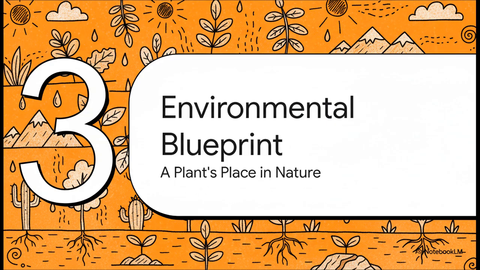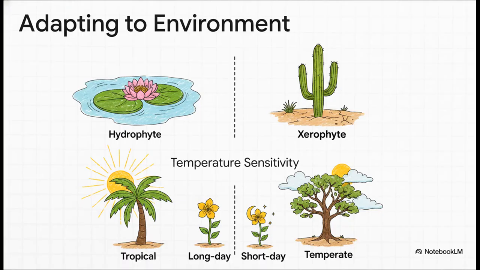All right, for our third and final blueprint, we're going to look at a plant's relationship with its home, with its environment. This is the environmental blueprint, and it sorts plants based on how they're built to survive in their natural surroundings. So, what does a plant need to thrive? Does it absolutely love water, a hydrophyte? Or can it handle a serious drought, like a xerophyte? Does it need the intense heat of the tropics, or does it prefer the cooler, temperate zones? I mean, some plants are even classified by how many hours of daylight they need before they'll start to flower. It's all about their survival strategy.